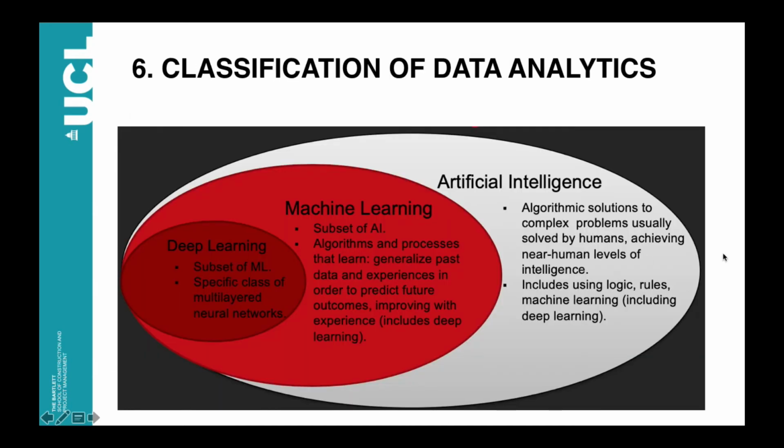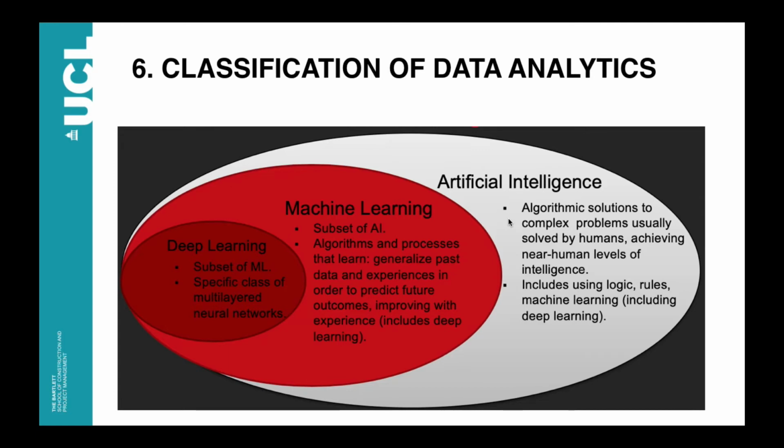It's also important that we understand the classification of data analytics, because sometimes there is confusing information about artificial intelligence, deep learning, machine learning, etc. The concept of artificial intelligence encompasses all the other concepts, like machine learning or deep learning. So basically, artificial intelligence provides algorithm solutions to complex problems that usually are solved by humans, achieving near-human levels of intelligence.